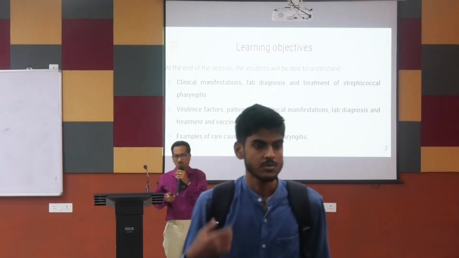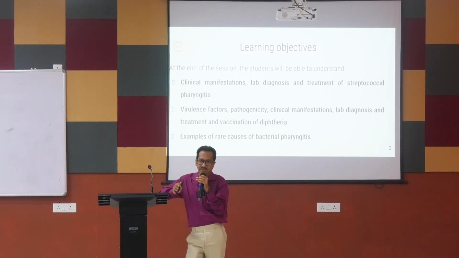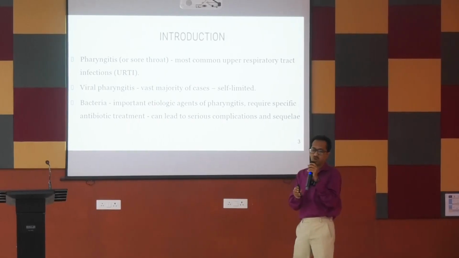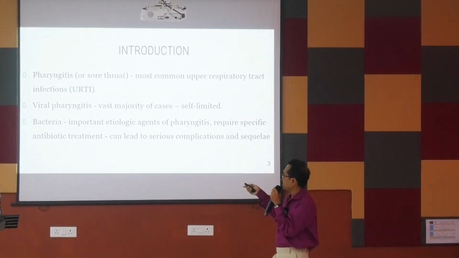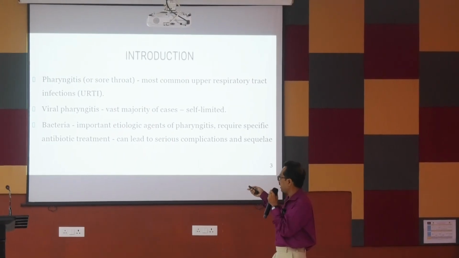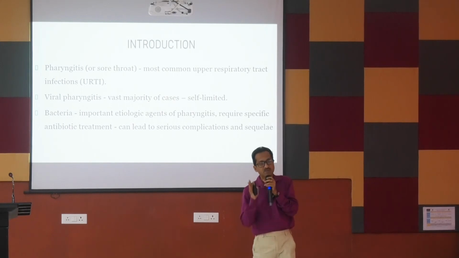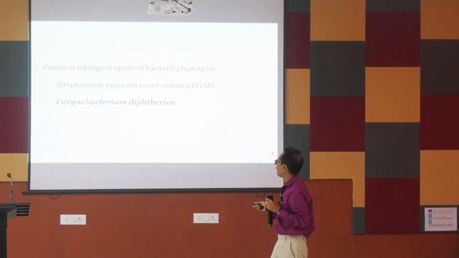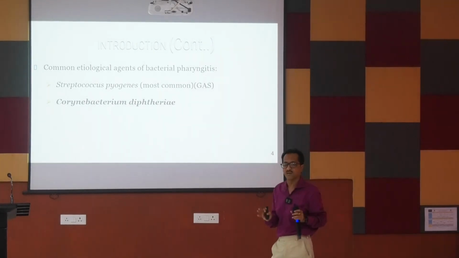So what are the learning objectives in this class? So that you can learn about diphtheria, you can differentiate between streptococcal pharyngitis and diphtheria, and the diagnostic procedure is almost the same. It is the most common upper respiratory infection you will encounter. What are the causes of pharyngitis? That may be bacterial pharyngitis, there may be viral, and among the bacterial pharyngitis, two most important bacteria are beta hemolytic or group A streptococcus and diphtheria. So streptococcus and Corynebacterium diphtheriae are the two most common organisms.